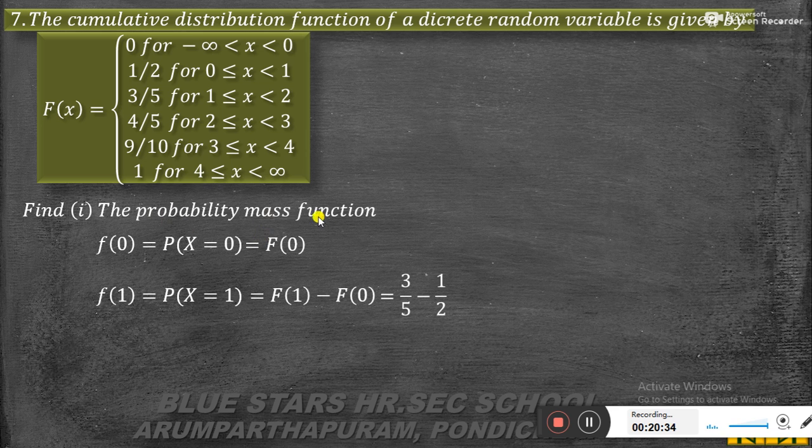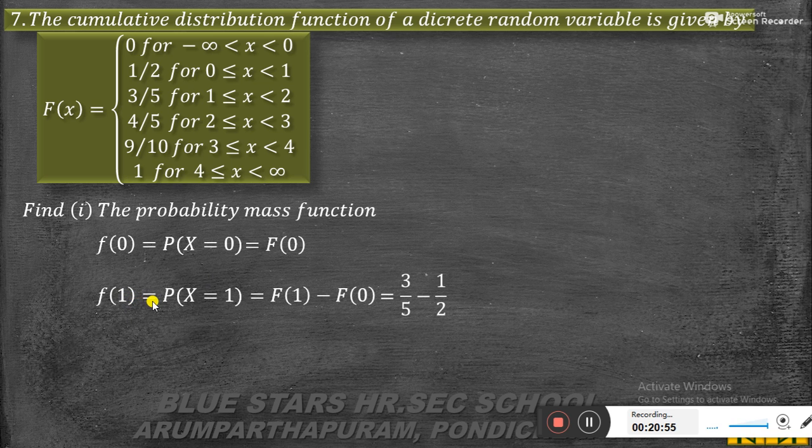So for the probability mass function, now I substitute, that means f of 0. So x equal to 0. X equal to 0 means f of 0. F of 0 means this is the value here. Next we calculate the f of 1.